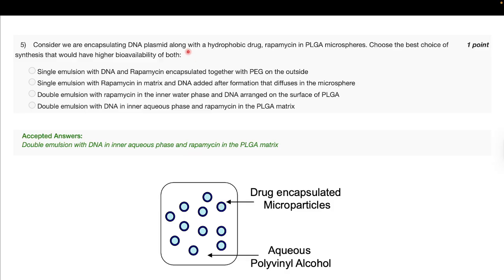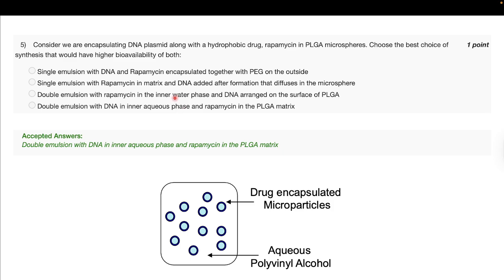So what is the question saying? We have to encapsulate DNA plasmid along with a very hydrophobic drug, that is rapamycin. In a single emulsion method you won't be able to put both of these moieties together, because, as we just saw, the drug has to have some solubility in the polymer and the solvent phase, so it has to be a little bit more hydrophobic. So we would be able to encapsulate only rapamycin through a single emulsion method. So the first and the second options become invalid.